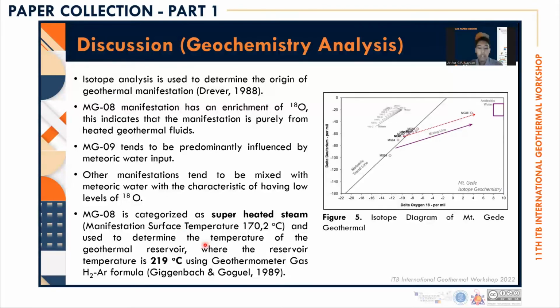So we are using the geothermometer gas hydrogen argon formula from Giggenbach and Goguel 1989, and the geothermal reservoir temperature is 290 degrees Celsius.